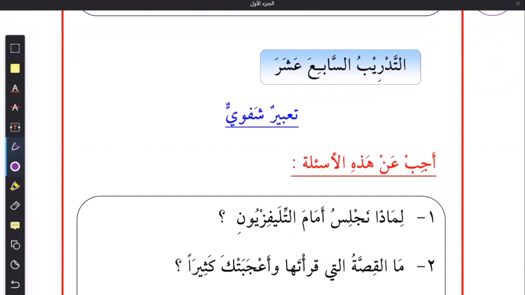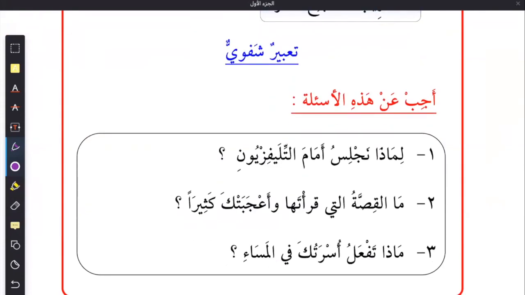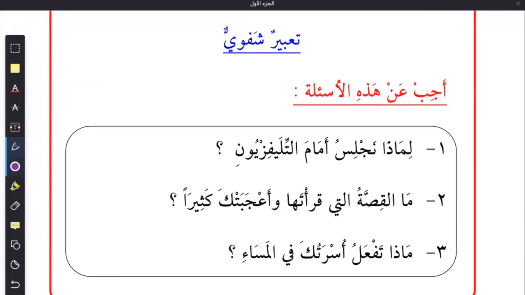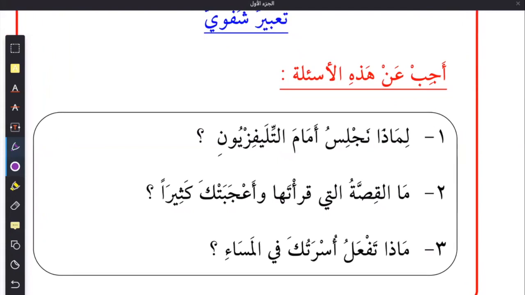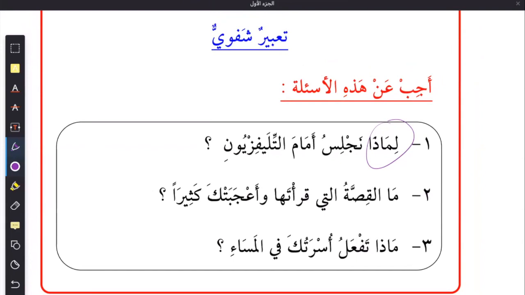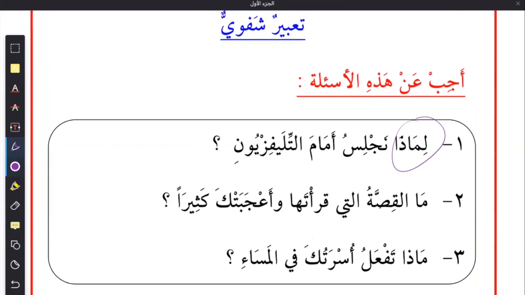Next, we have at-tadrib as-sabi ashara, the 17th exercise, ta'bir shafawi. So it is a verbal expression exercise. It says: ajib an hadhihi al-as'ila, answer these questions. The first question says: لماذا نجلس أمام التلفزيون? Why do we sit in front of the television? You know لماذا, right? You can write whatever you want. You can say لنشاهد, because we want to watch.